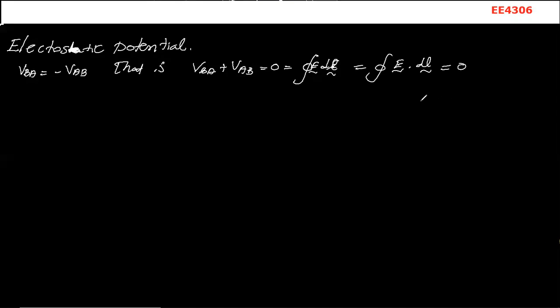Just assume you have an electric field. So if you select this type of closed loop, C1 and C2, and you do the line integration for this closed loop, then the final result for this closed loop equals 0.